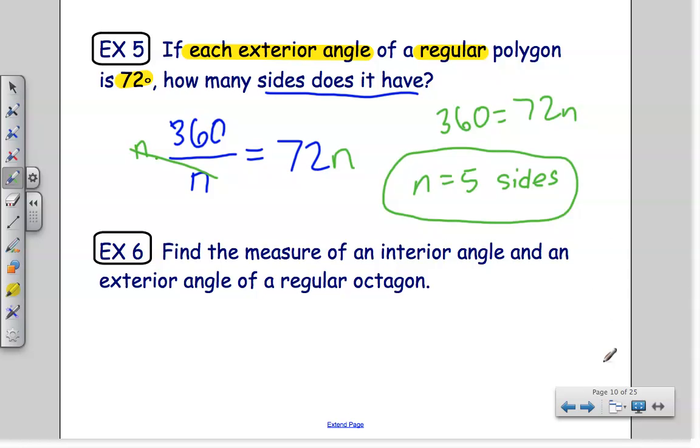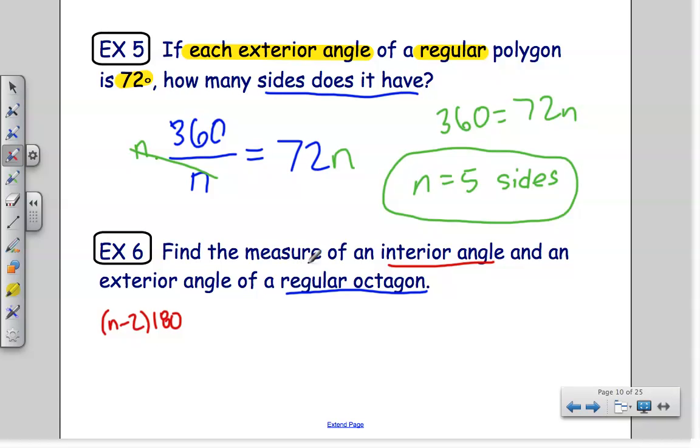And another example here. In this example, I'm saying find the measure of an interior angle and the measure of an exterior angle of a regular octagon. Notice it is a regular octagon, so all these sides and angles are congruent. Well, how do you find the measure of an interior angle? Okay, think back to the beginning. The interior angles add up to n minus 2 times 180. Remember that n minus 2 was the number of triangles.